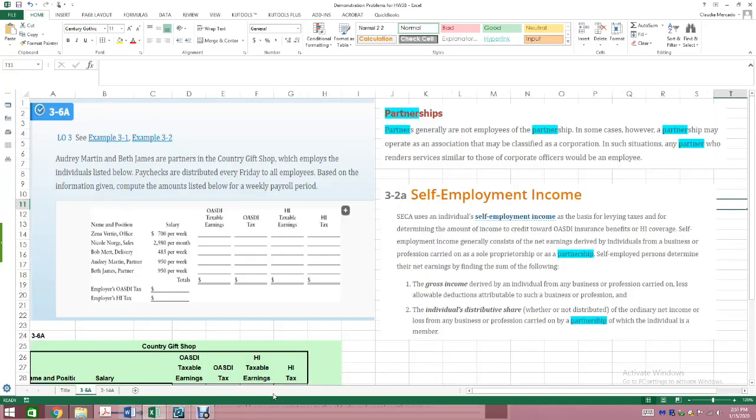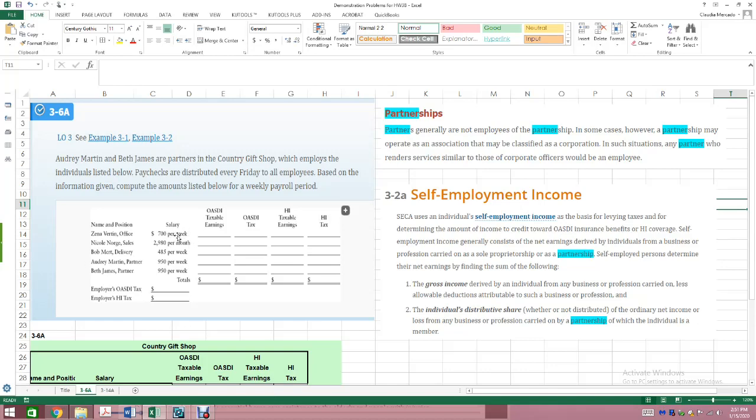Now, the first problem I'm going to cover is problem 3-68. This particular problem reads: Audrey Martin and Beth James are partners in the Country Gift Shop, which employs the individuals listed below. Paychecks are distributed every Friday to all employees. Based on the information given, compute the amounts listed below for a weekly payroll period. So the key here is we are calculating the weekly payroll.